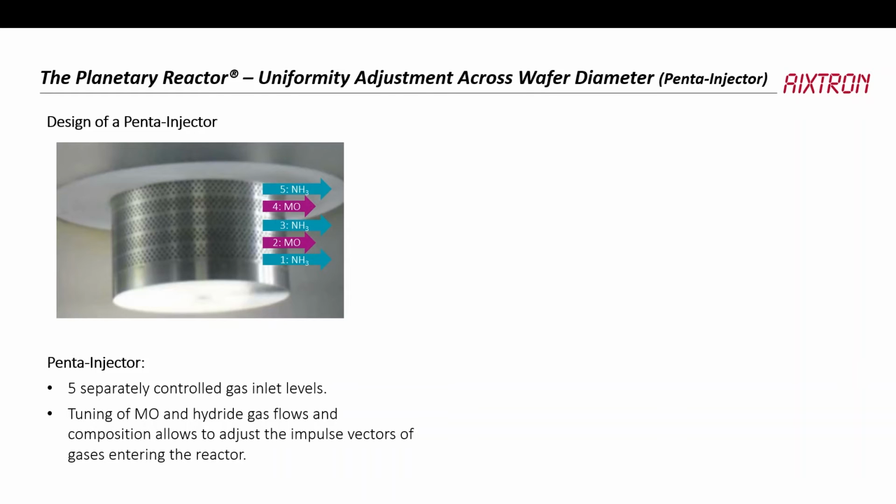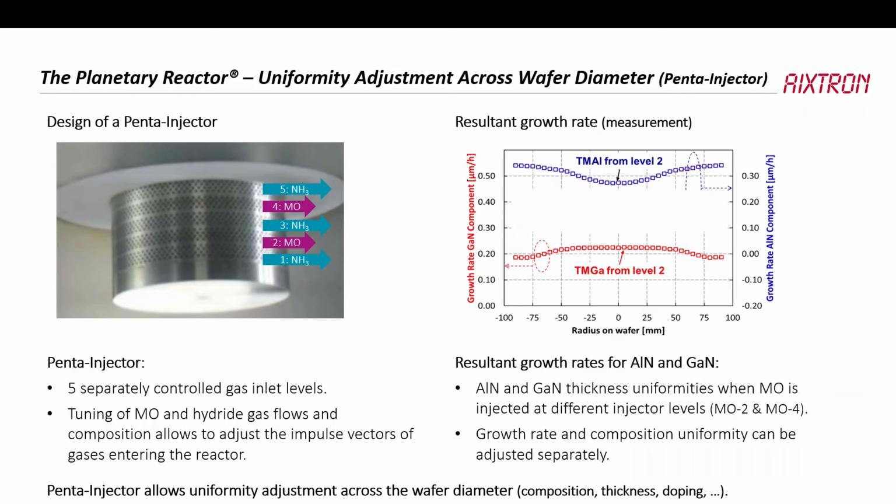The bigger the wafers become, and we're now talking 200 millimeter diameter wafers, because this is what the standard will be, we will see that if we just have a two-level injector, this is the injector that hangs from the top of the reactor, we have 3 channels for the ammonia, we're still on the nitrides here, and 2 for the MO.